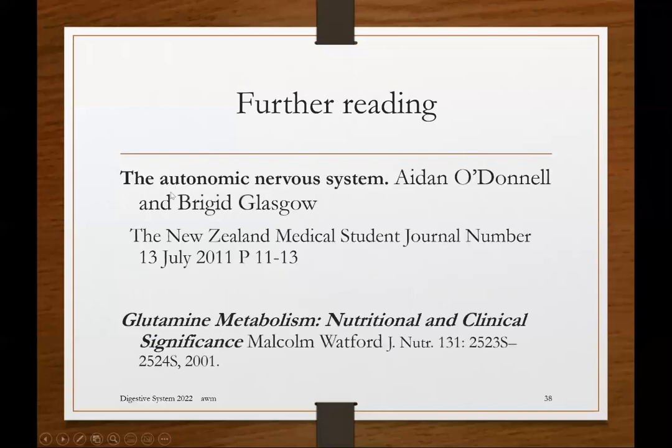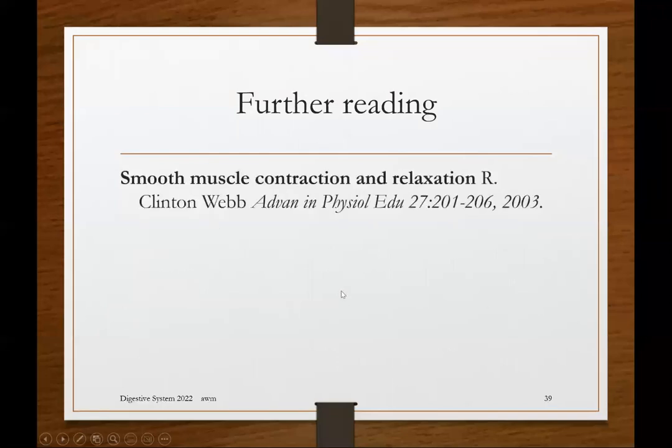But there's also another paper here on the autonomic nervous system. So don't be afraid of the paper. Just read the introduction, because that's what's going to give you the literature review and help you build up. You don't have to read about the rest of the experiment. You can ignore that. There's also another paper here on glutamine metabolism, which I think would also be useful for you.